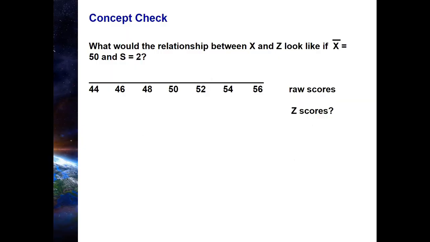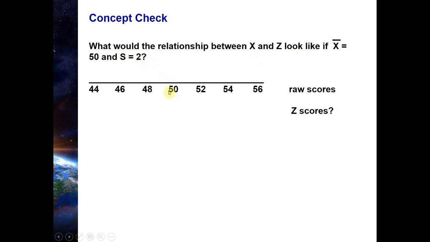Let's do a quick concept check here. Let's assume that you have a distribution, a sample, and the mean of that sample is 50, and the standard deviation for your sample is 2. What would the relationship look like between x and z? Okay, so again, x bar is 50, standard deviation is 2.